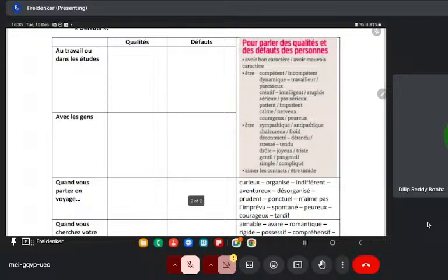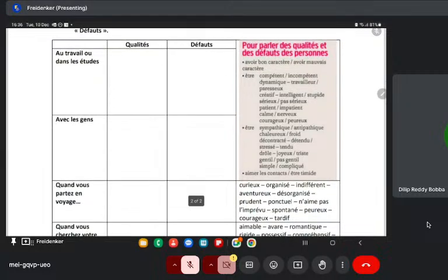Pour parler des qualités et défauts. So qualité, qualities. Défaut is maybe faults. I've been thinking they're faults. Let me look at the exact meaning. Défaut des personnes. Defects. Okay, faults or whatever. They're bad qualities. So your qualities and then the opposite, défaut. So avoir bon caractère means to have a good character. Avoir means to have, right? So avoir mauvais caractère, to have bad character.